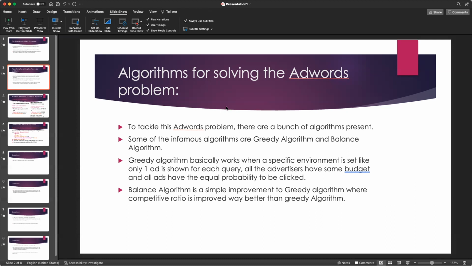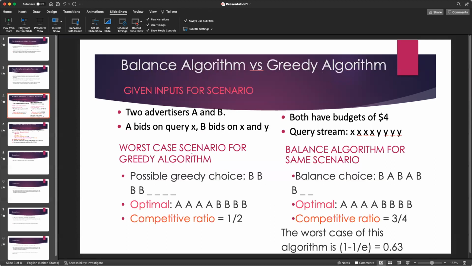In the greedy algorithm, the competitive ratio is not that great, but in the balance algorithm, the competitive ratio, that means the ratio of how many ads are being shown to the user, is also way better. So if you can see the slide, there are some scenarios where we can get to know exactly what the difference is between the balance algorithm and the greedy algorithm.